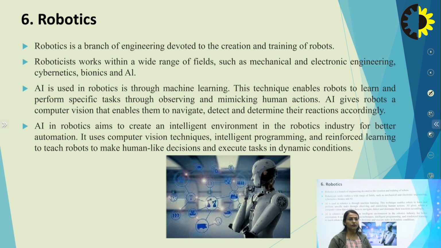So in the field of AI, robotics aims to create an intelligent environment in the robotics industries for better automation. In this, it uses computer vision techniques to perform some kind of intelligent programming. It is used for reinforcement learning to teach the robot to behave like a human, make human-like decisions, and execute tasks in dynamic conditions. So this is a very fruitful and effective application of AI, and one of the emerging fields in AI also.